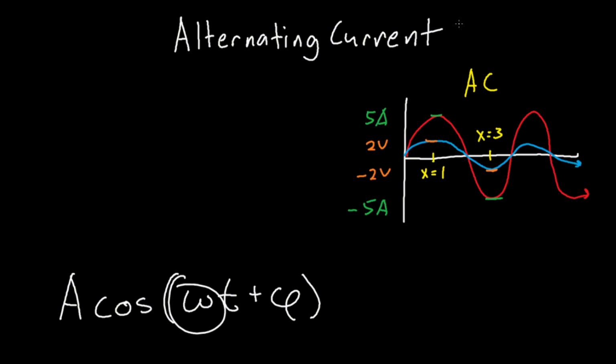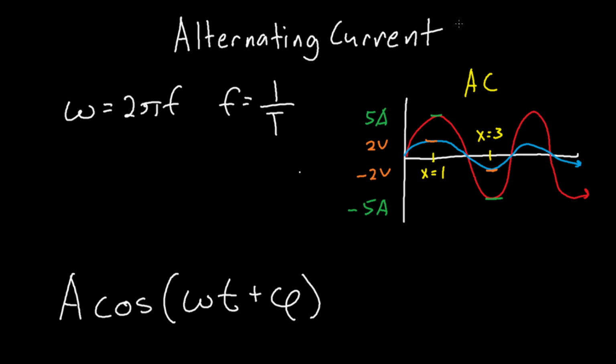But let's talk about angular frequency. Angular frequency can be calculated by 2 pi times the frequency, and frequency can also be calculated by 1 over the period. So frequency just tells you the number of cycles that actually happen per second. Let's talk about period first, actually.